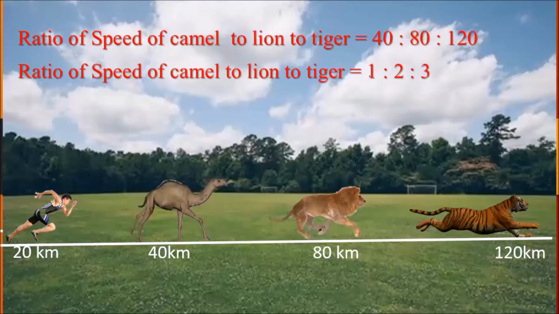Now camel to lion to tiger. Camel is 40, lion is 80 and tiger is 120. So again, if I make it lowest, it will be 40 one time, 40 two times, 40 three times. So it is 1:2:3. That means we can write the ratio for more than 2 numbers also.